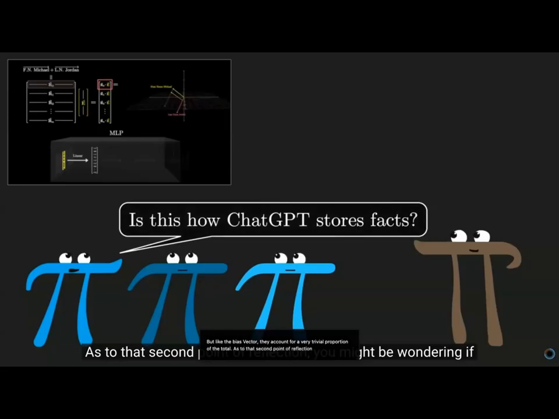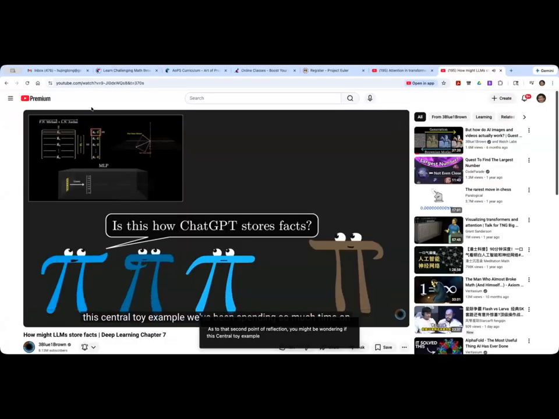As to that second point of reflection, you might be wondering if this central toy example we've been spending so much time on.